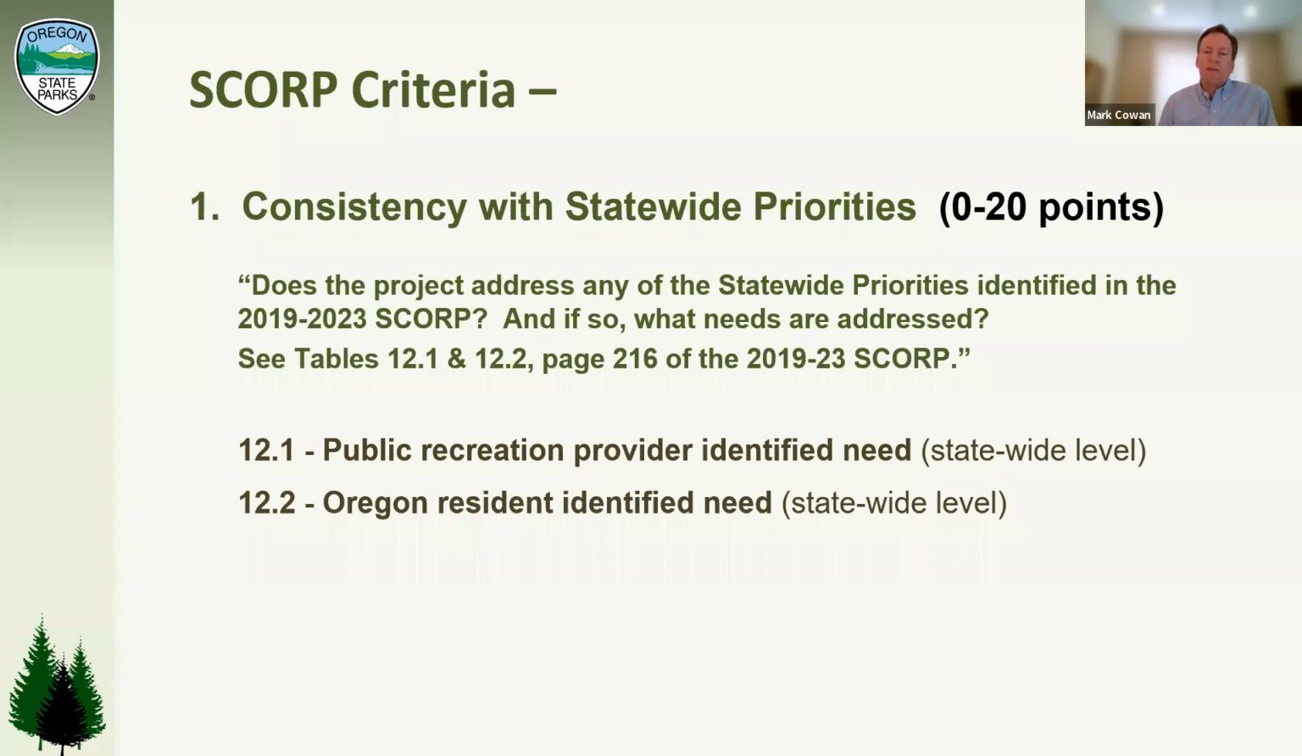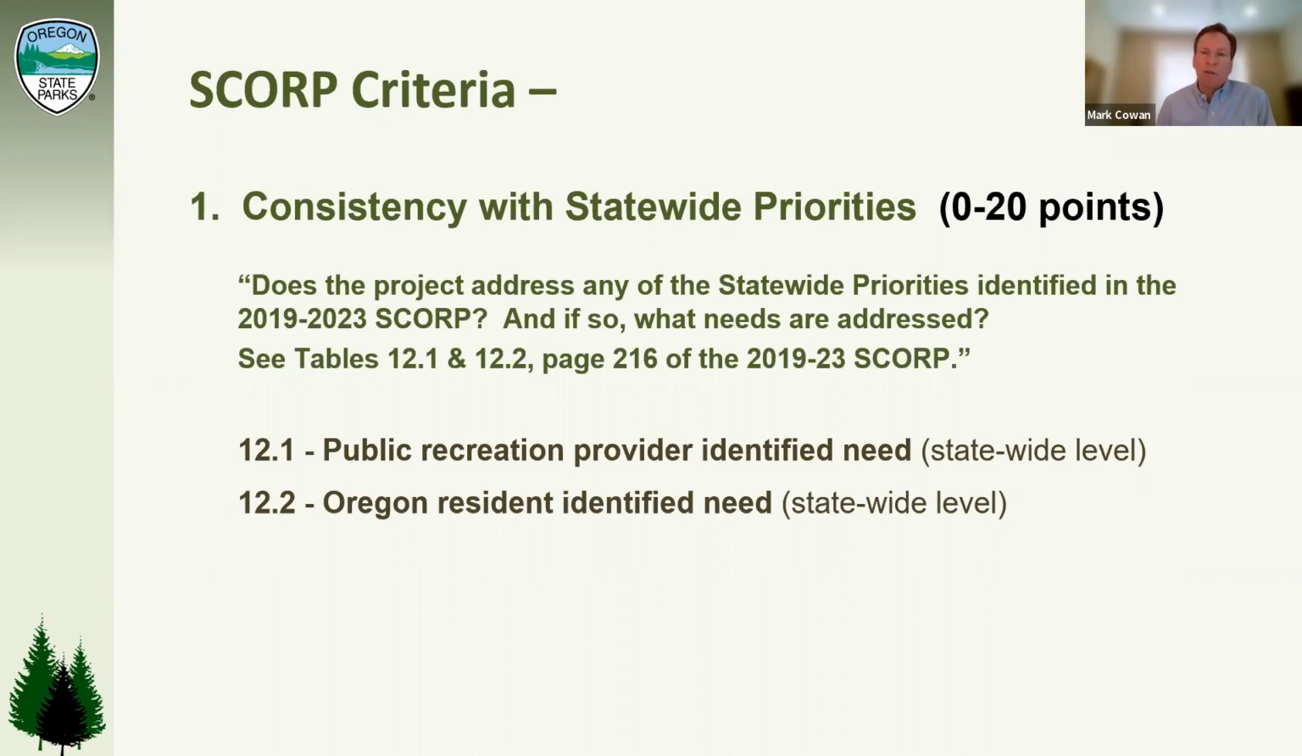So just moving through some of these questions, I want to move through how they're constructed within the application and how you'd answer them. The first category here is consistency with statewide priorities. This is a pretty broad category within SCORP. This category is worth 20 points.